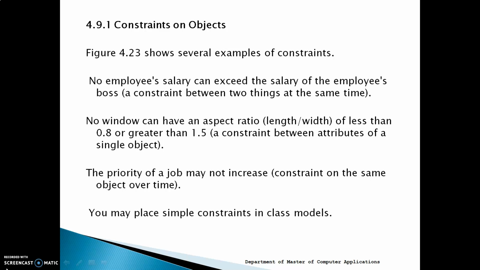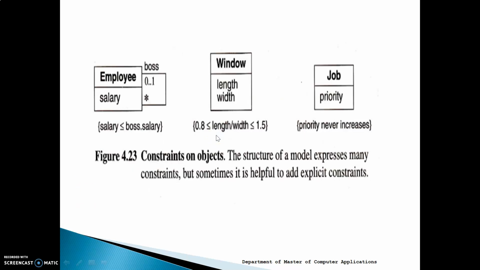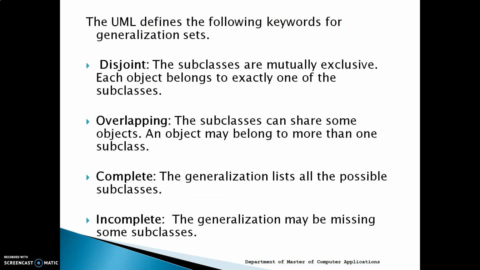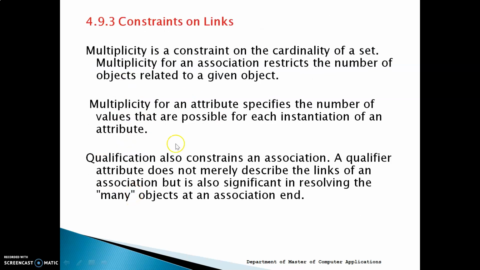So this is an example or explanation of this diagram that is on the next slide. And we had seen this, right? So constraints are always specified in curly brackets. Generalization sets. We have seen these 4 keywords in order to indicate constraints on the generalization sets. These are the keywords that UML defines: disjoint, overlapping, complete, and incomplete. We started with constraints on links, right?